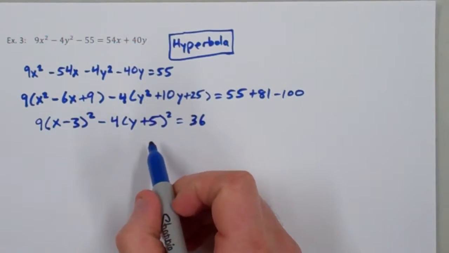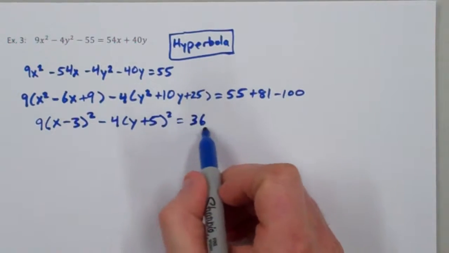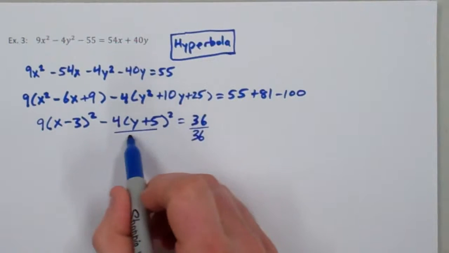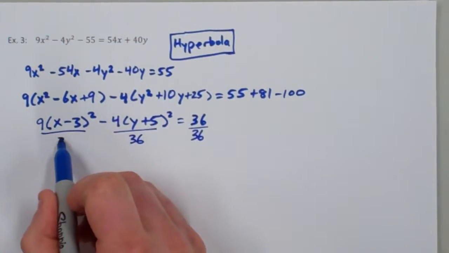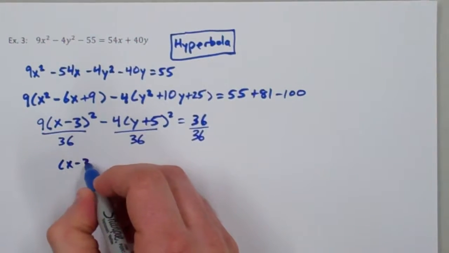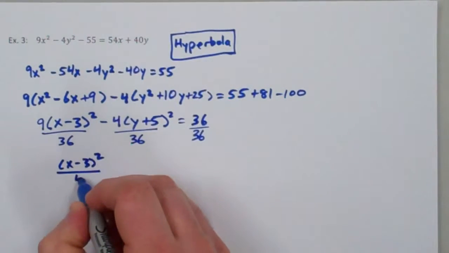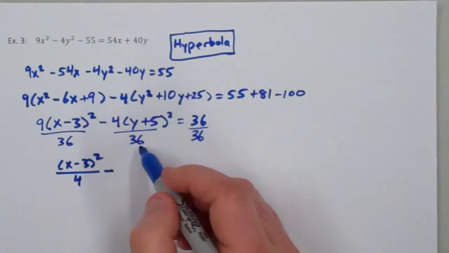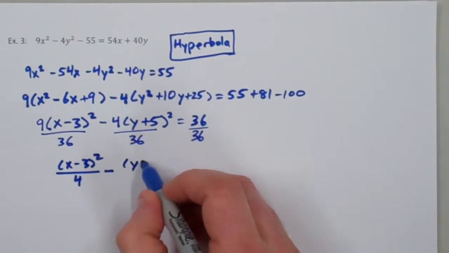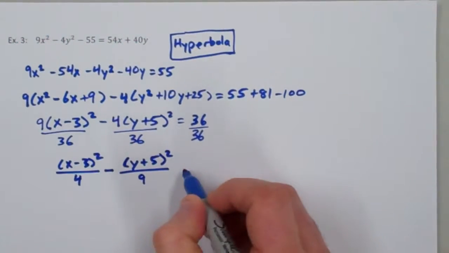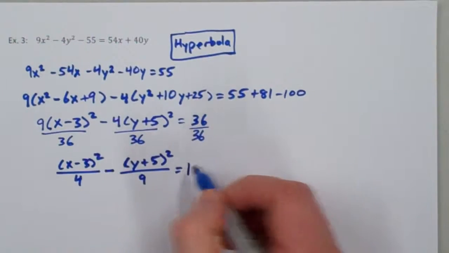Now to get this into standard form, whatever number's over here, that's the one you're going to divide every single term by, because we need a 1 on the right hand side. So we've got division by 36, division by 36, 9 over 36 would be 1 over 4, so we'll see a 4 here in the denominator. Minus sign stays, 4 over 36, 1 over 9. So we've got y plus 5 squared all over 9, and that of course is equal to 36 over 36, which is 1.